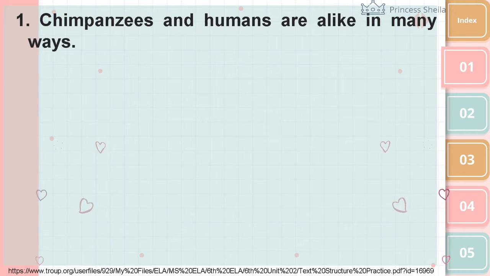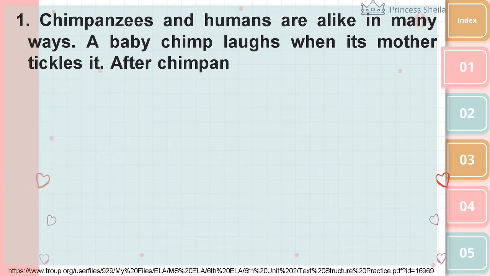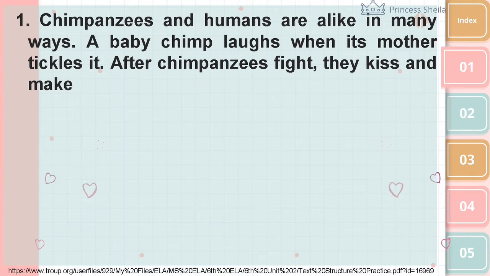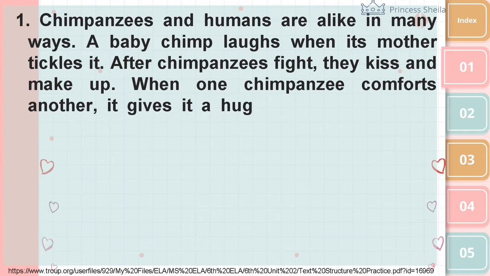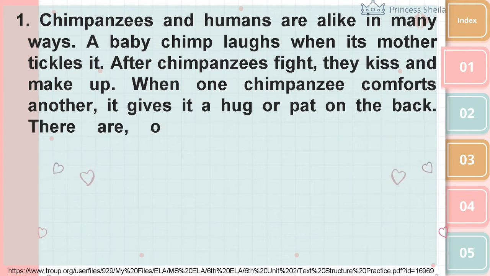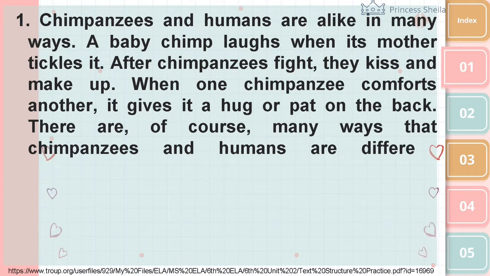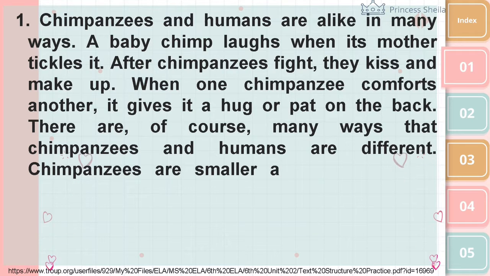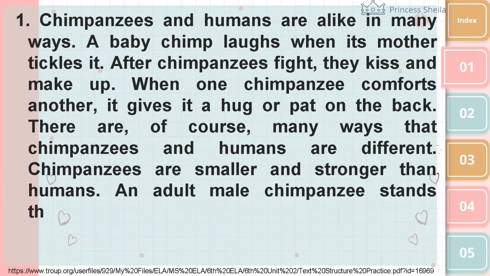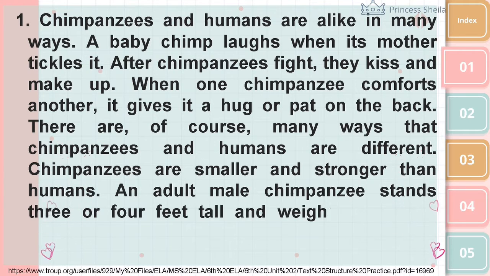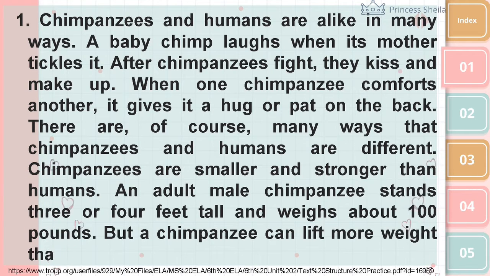1. Chimpanzees and humans are alike in many ways. A baby chimp laughs when its mother tickles it. After chimpanzees fight, they kiss and make up. When one chimpanzee comforts another, it gives it a hug or pat on the back. There are, of course, many ways that chimpanzees and humans are different. Chimpanzees are smaller and stronger than humans. An adult male chimpanzee stands 3 or 4 feet tall and weighs about 100 pounds. But a chimpanzee can lift more weight than a man who is 6 feet tall.